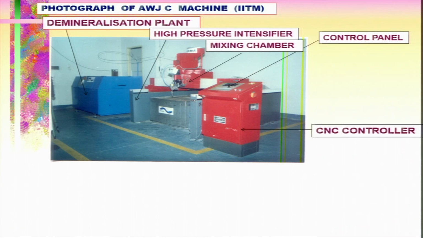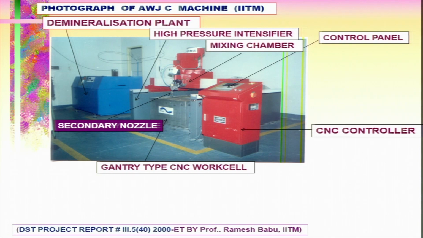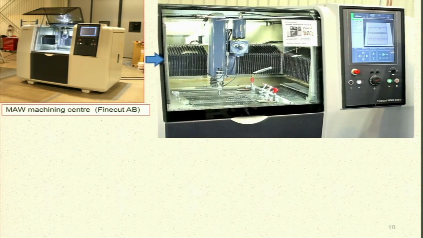You have the CNC controller. You have the gantry type CNC work table over here. The workpiece is kept over here, where I am showing, and the secondary nozzle is there. And this machine was purchased by Professor Ramesh Babu of IIT Madras, Chennai under the DST project. This is another machine picture which you can see over here.